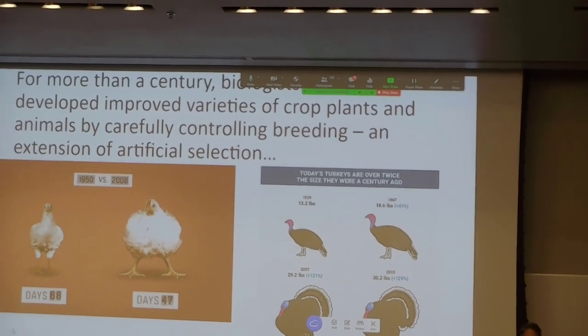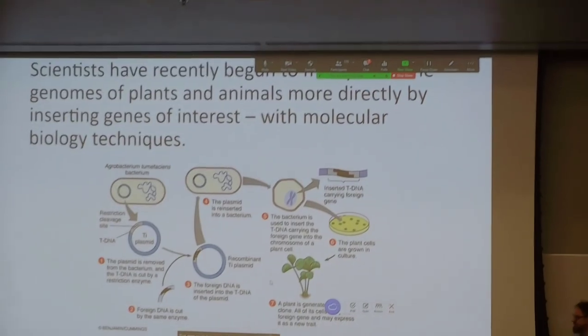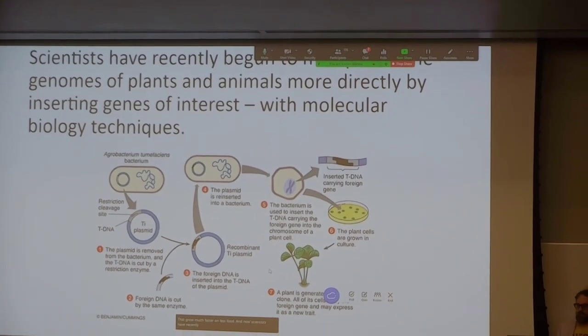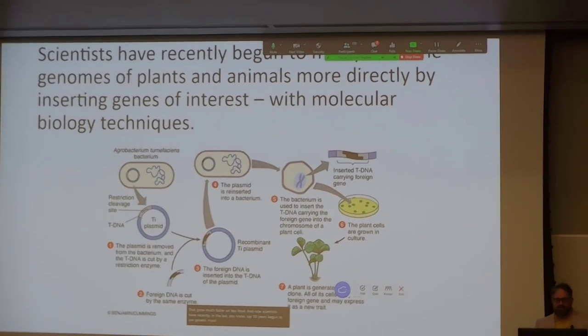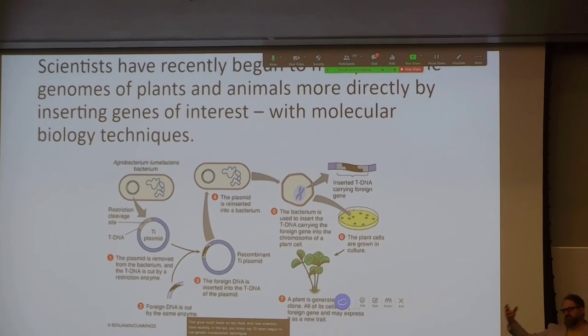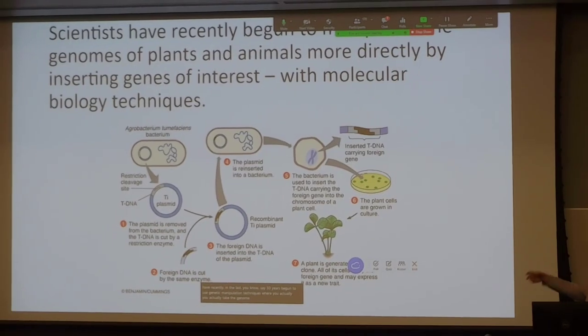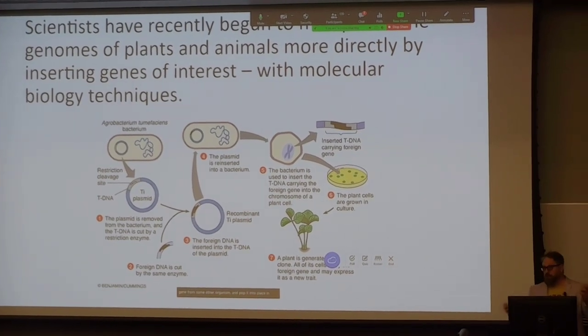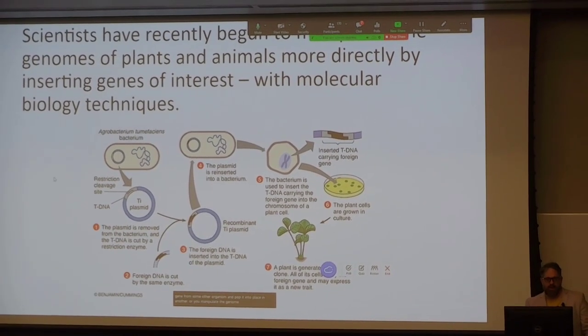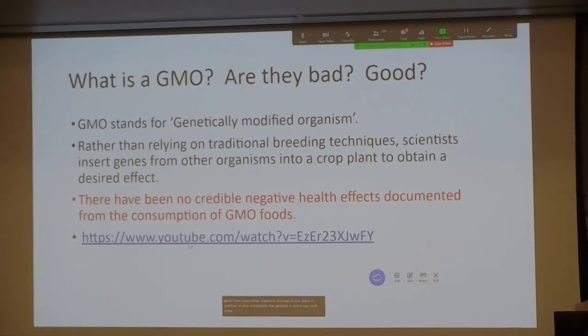The Green Revolution supercharged the production of grain and food, turkeys that grow much faster on less food. And now scientists have recently, in the last, say, 30 years, begun to use genetic manipulation techniques where you actually take the genome and you take a gene from some other organism and pop it into place in another organism, manipulating the genome in some way. And so this is the question of the GMO.